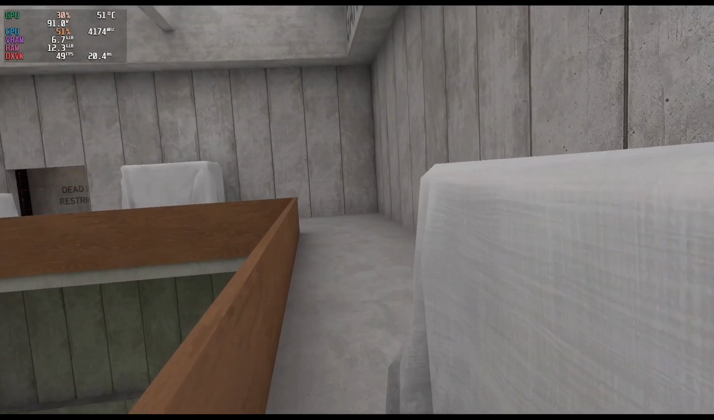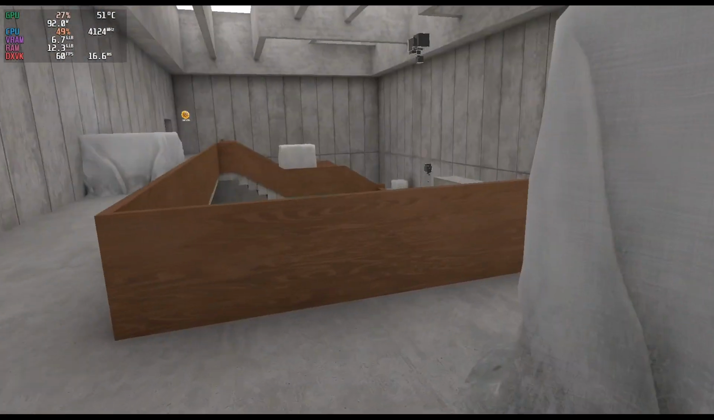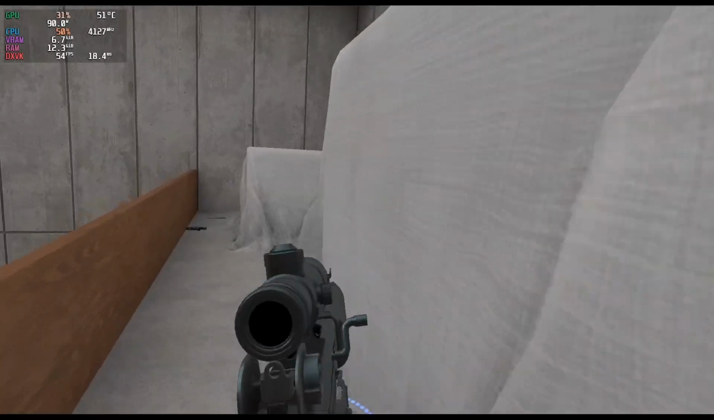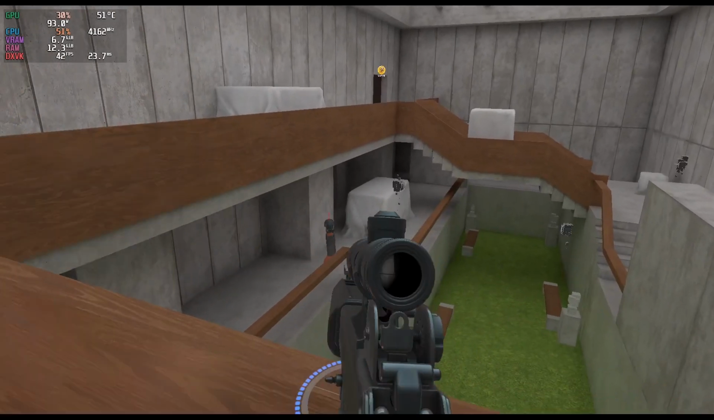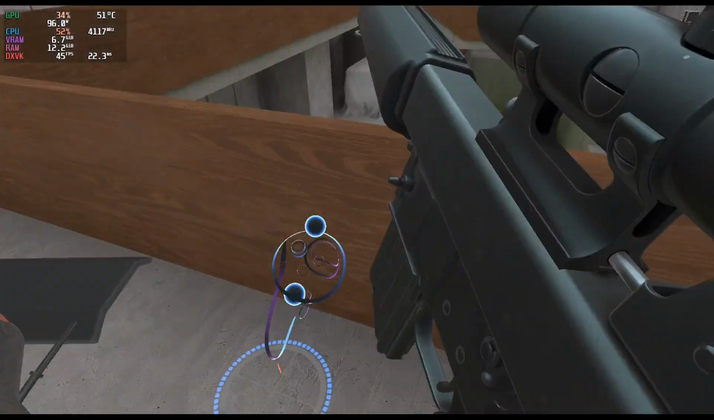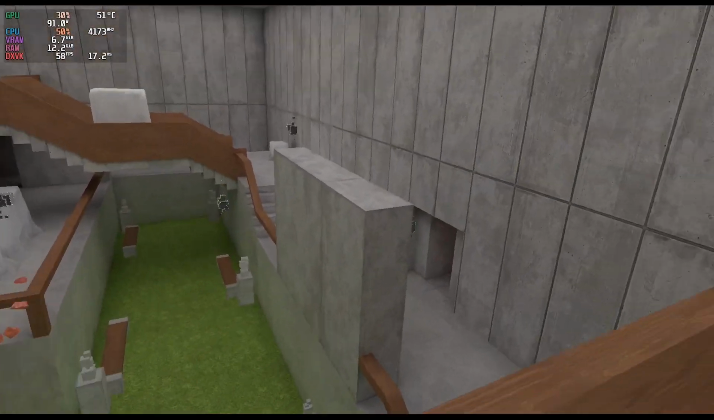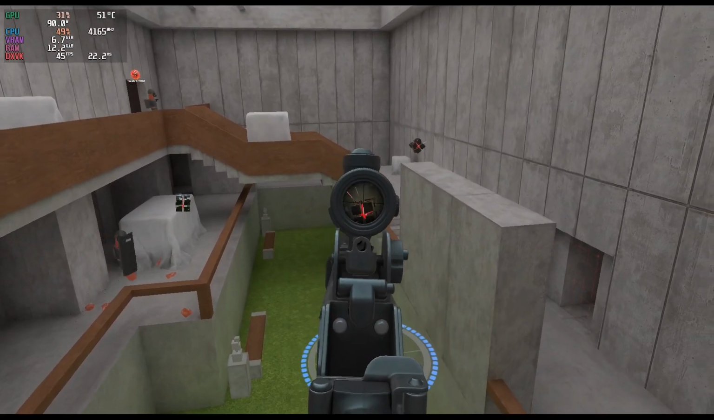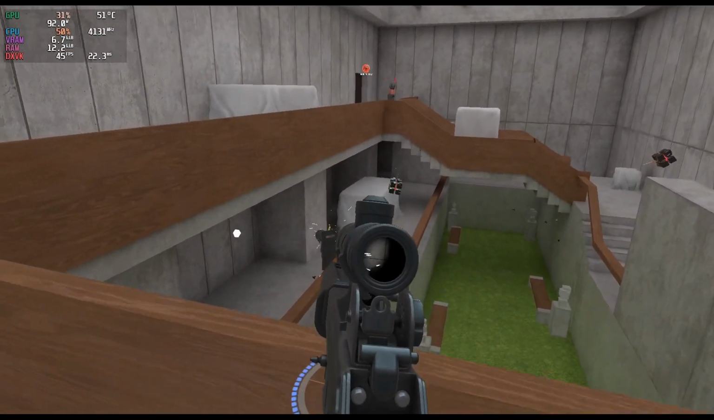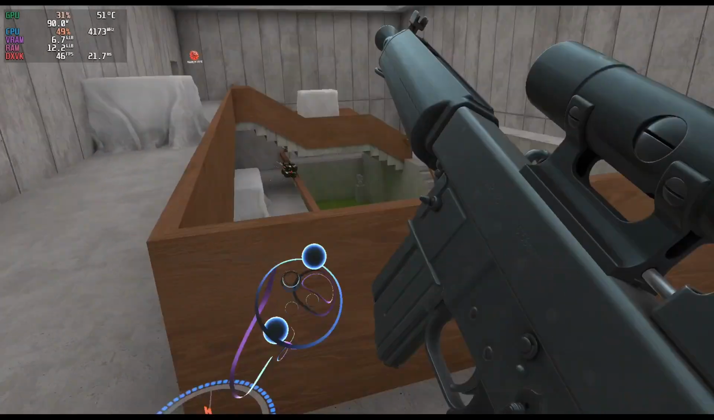Interfacing with system node. Hold this position. Analyzing system. Hardened encryption detected.